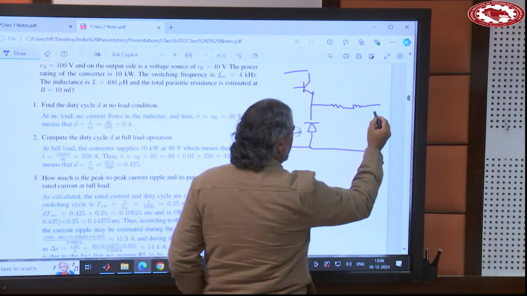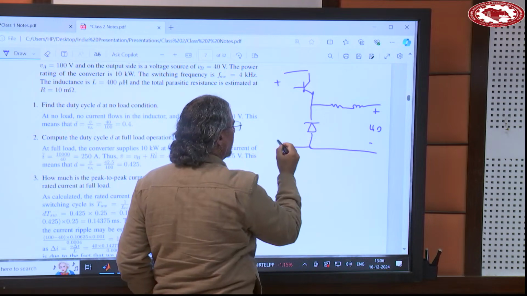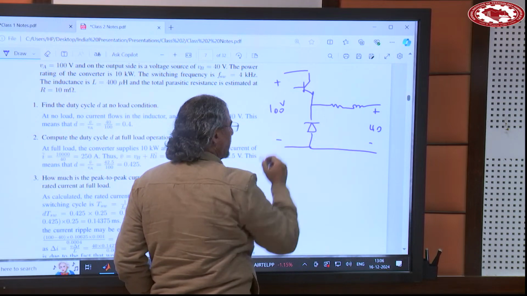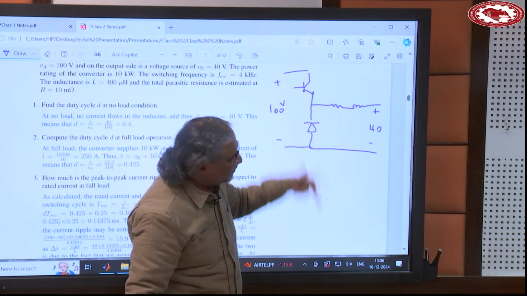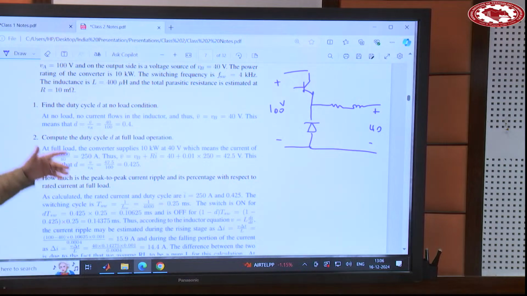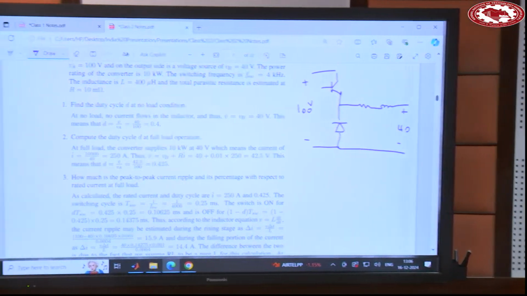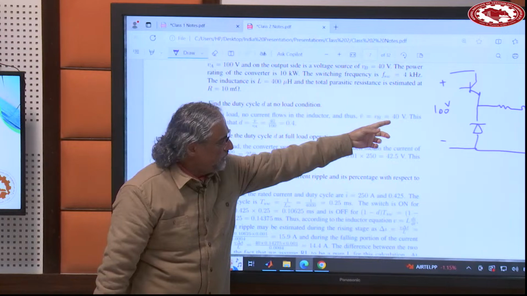And remember, this is 40 volts. And this is 100 volts. So if you want to have no flow of current, you should generate 40 volts here. If you generate 40 volts across the diode, there will be no current flowing. Okay? So if you want to have 40 volts, V bar is equal to 40.